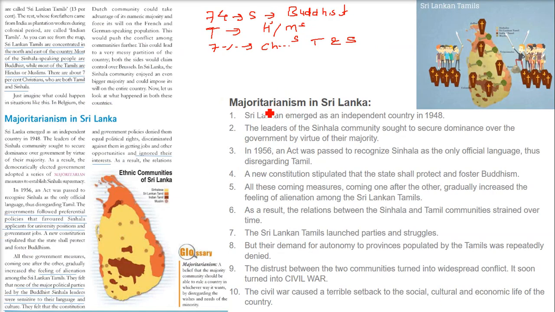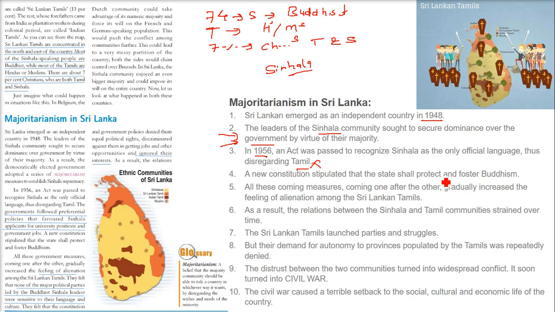Now what happened? The thing started with a majoritarianism in Sri Lanka. In 1948, Sri Lanka got its independence. Now the leaders of Sinhala community and also the government, that is the central government which is properly elected government. So Sinhala community leaders and this government, because the government was dominated by the Sinhala community people, in 1956 they passed the act that now this Sinhala language will be the official language of the country. They just disregarded Tamil language.